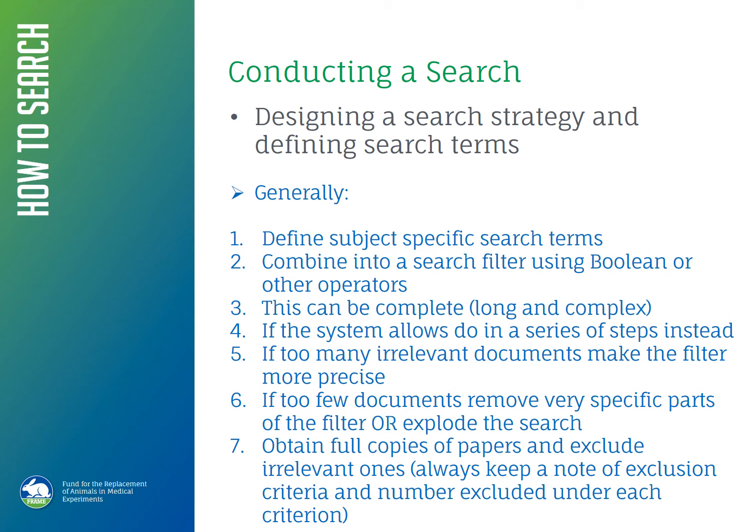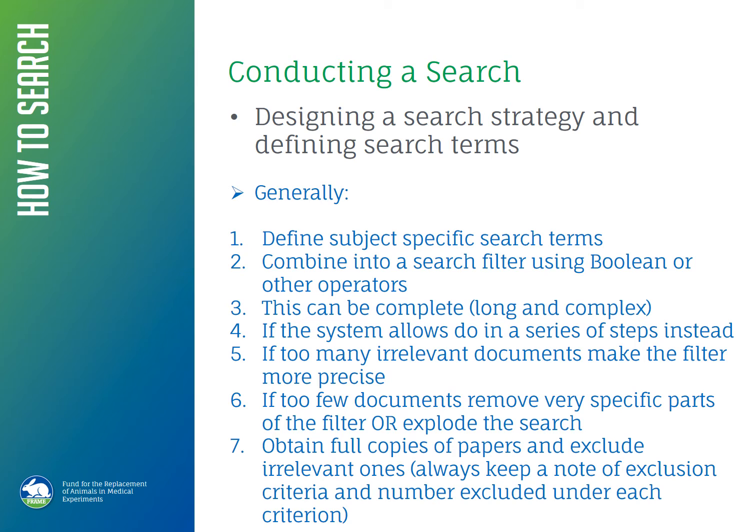So when designing a search strategy and defining search terms, the following are general considerations. For more details, look on the Frame Searching for Information resource, which is referenced at the end of the presentation. Initially, it is necessary to define search terms specific to the field of study and the research topic. The terms then need to be combined into a search filter using Boolean or other operators. The use of parentheses and operators make it possible to construct very long and complicated search filters, which include the whole of the desired search.